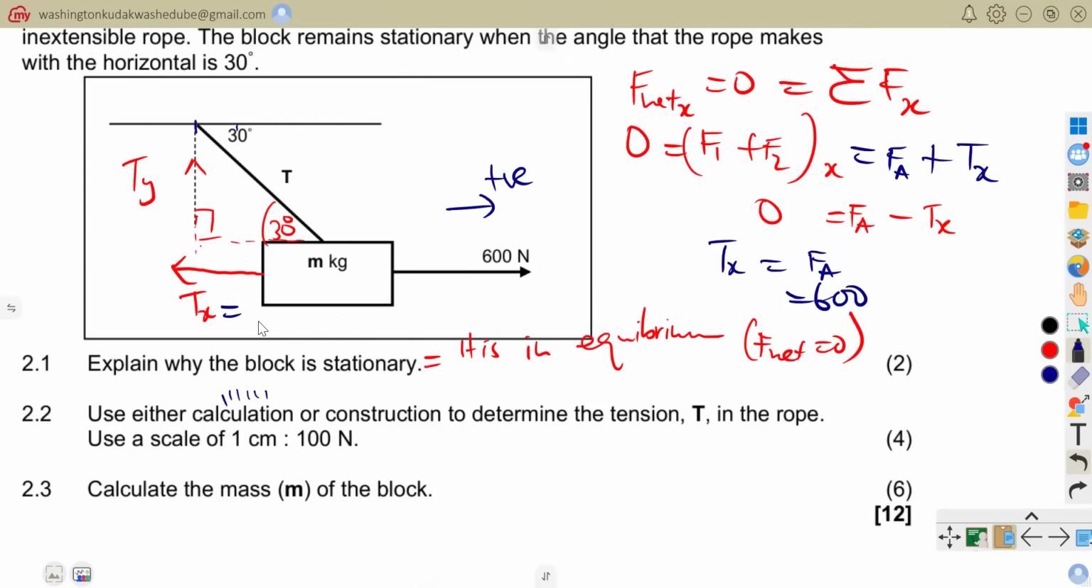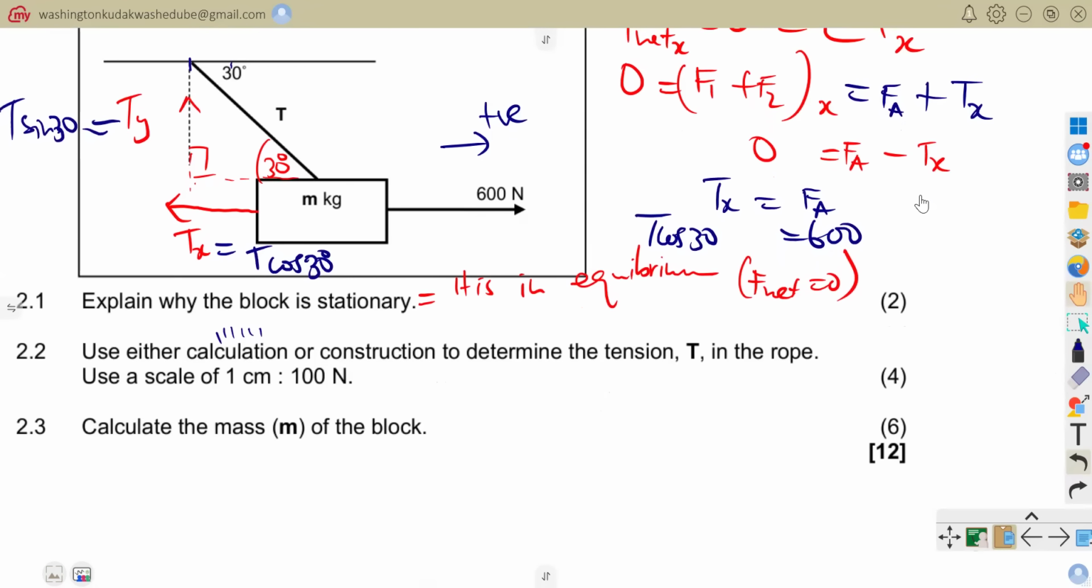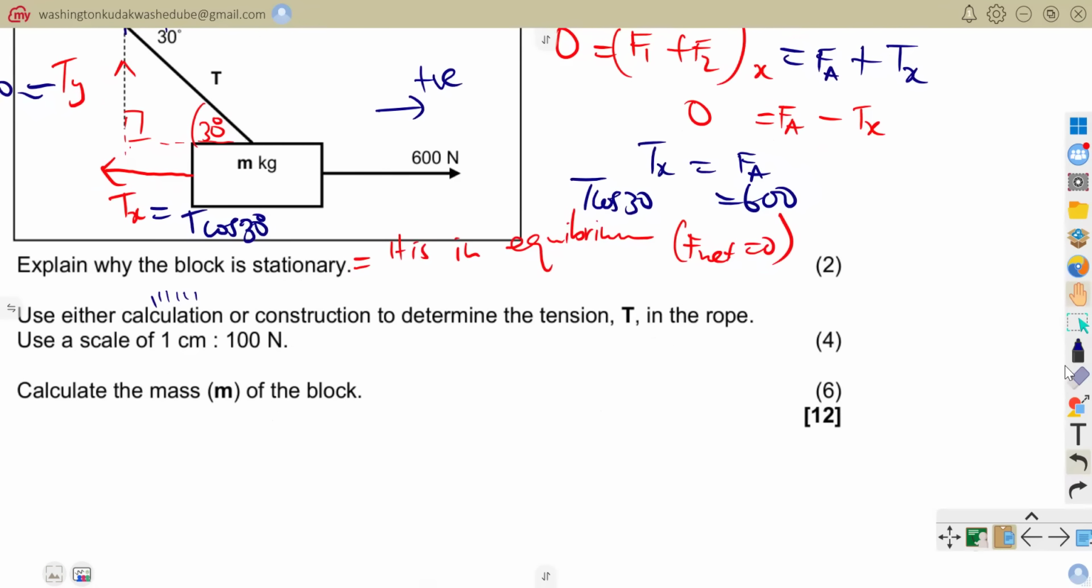And what is my T of X? I know that T of X is equal to T cos 30. So I take F applied being equal to T cos 30. How do I find my tension there? I'll divide throughout by T, and take this to that side. So T is equal to 600 divided by cos 30. And what becomes my value there?